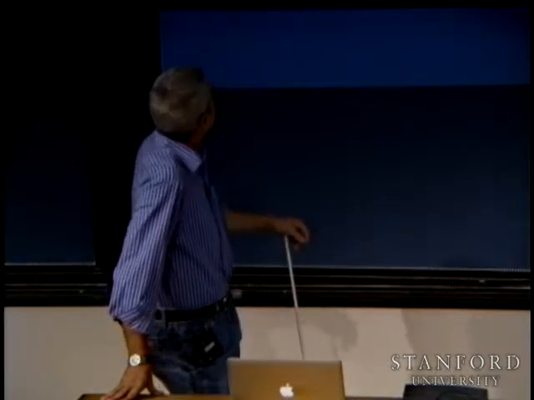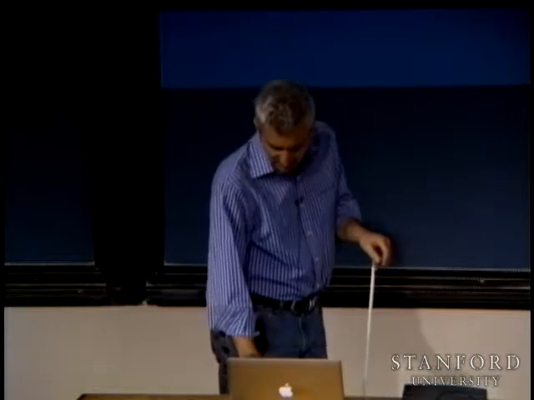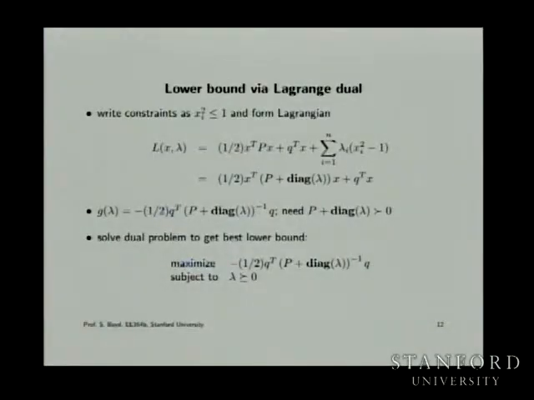So that's it. Okay, let me just show you how this lower bound comes up. You know about this. It's just Lagrange duality. So you write down the box constraints as x_i squared less than or equal to 1, and you form a Lagrangian, which looks like this.